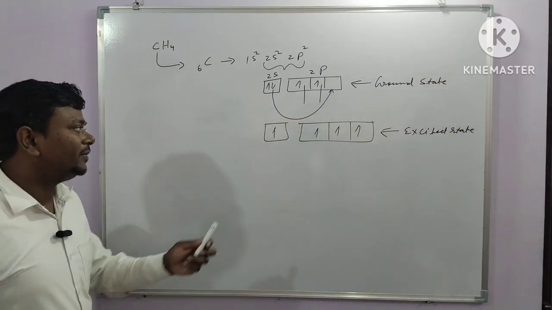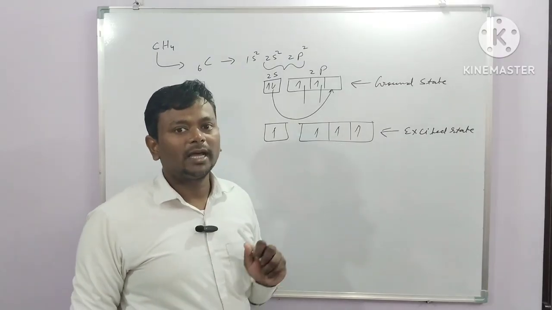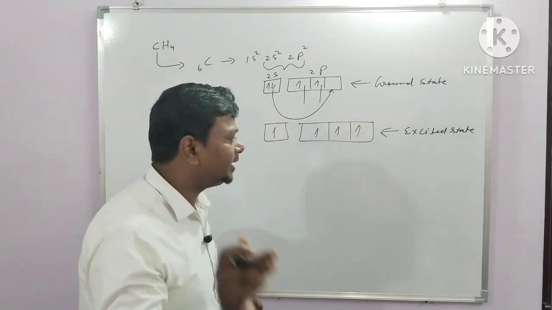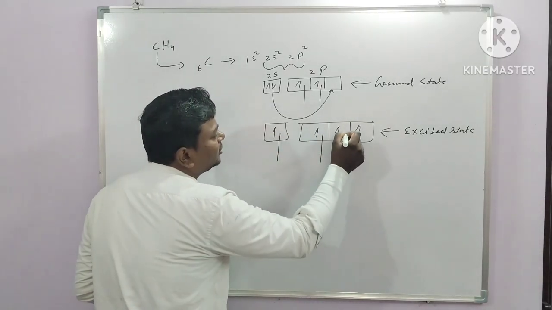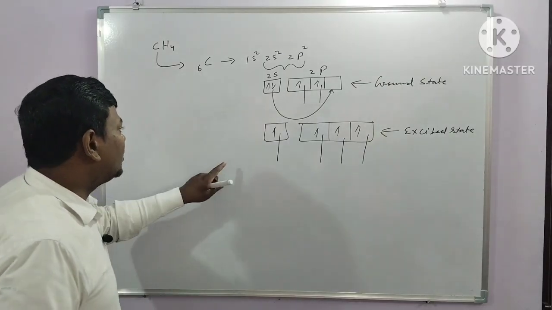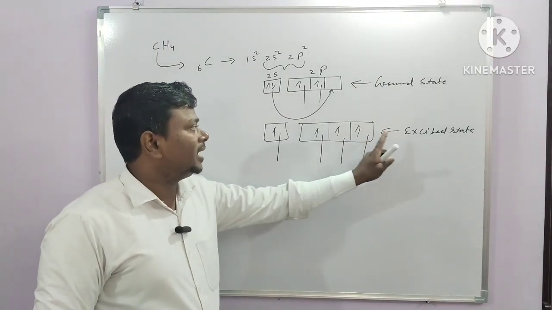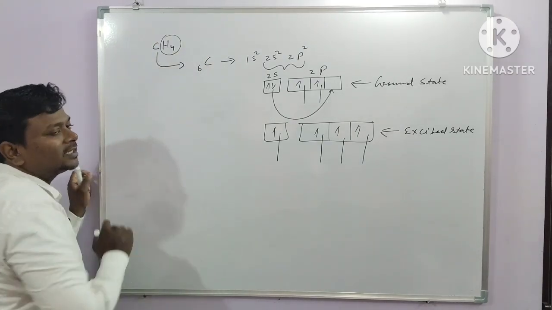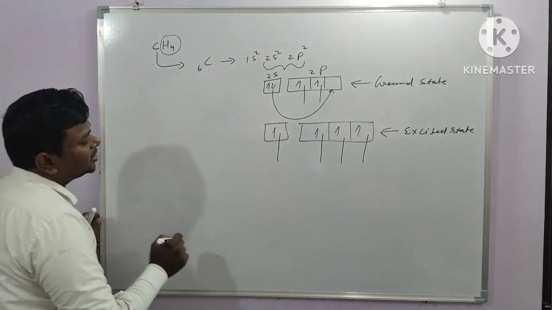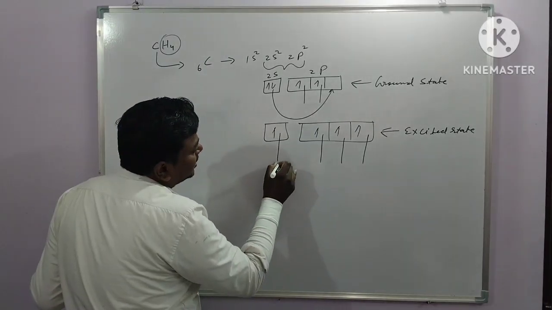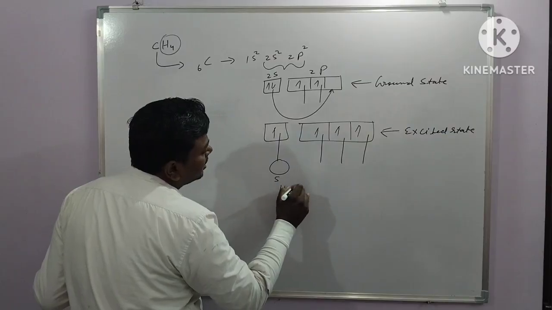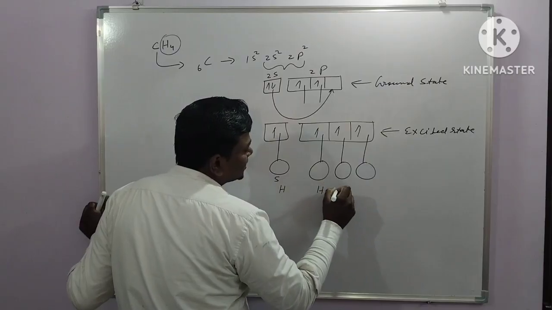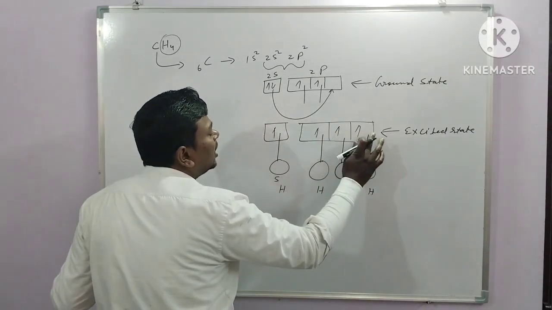Now how many unpaired electrons are there? There are 4 unpaired electrons, so it is going to make 4 covalent bonds according to valence bond theory. Carbon can now make 4 bonds in the excited state. How many hydrogens are there? There are 4 hydrogens, so these hydrogens are making bonds with these orbitals.